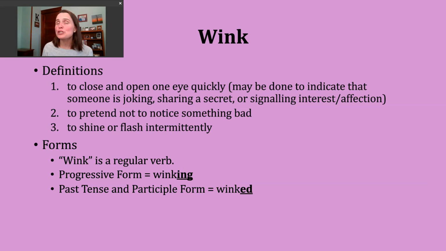For now, you should know that wink is a regular verb. To make the progressive form of this verb, all you need to do is add ing to form winking. The past tense and participle forms of this verb can be made by adding ed. Our base verb wink ends in an unvoiced K sound. This means that our ed ending is going to make a T sound, and we're not going to add an extra syllable as we say it. So it should sound like this: winked, winked.